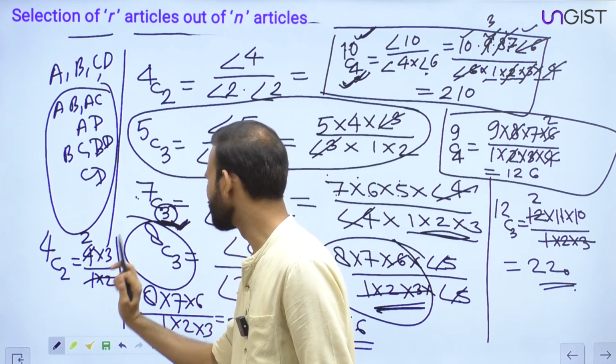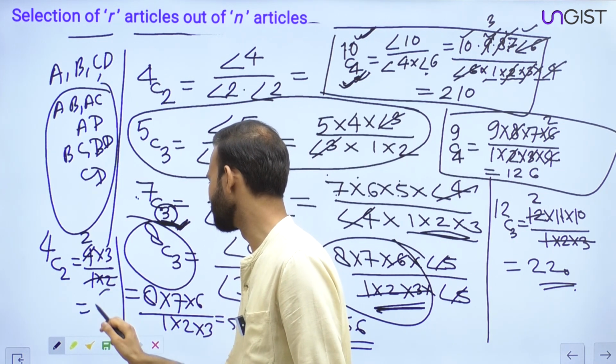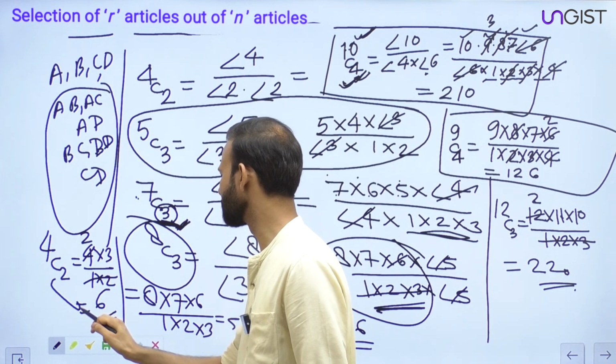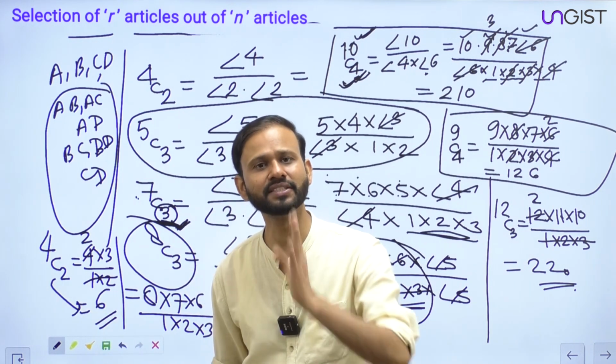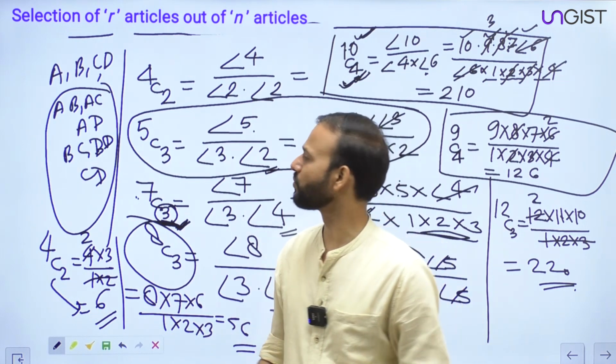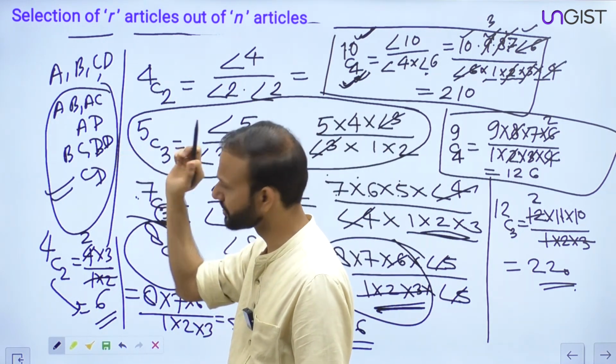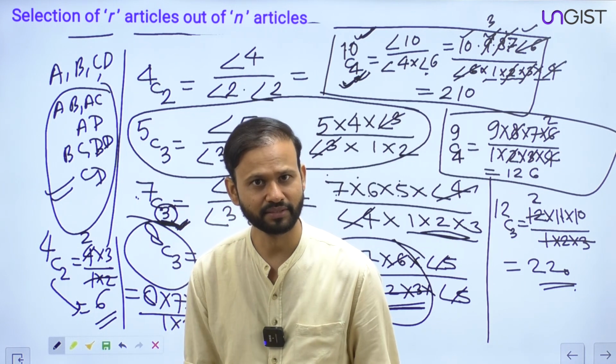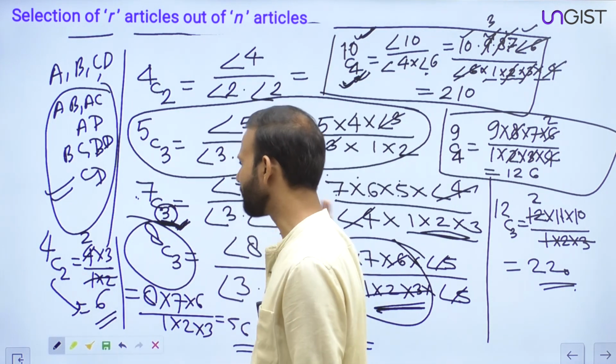So 1 into 2 is 2. 2 into 2 is 4. So 3 into 2 is 6. So 4C2 is equal to 6. So your formula is validated. Your process is validated. And what you have done over here is also correct. Clear?